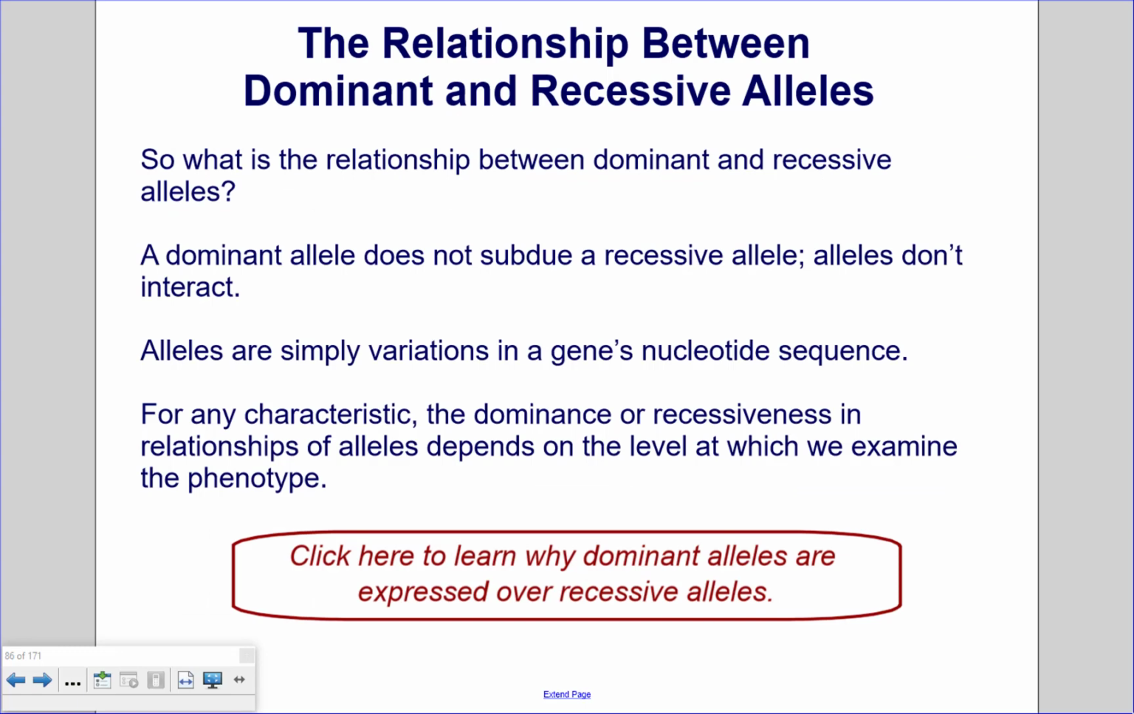The relationship between dominant and recessive alleles. So what is the relationship between dominant and recessive alleles? A dominant allele does not subdue a recessive allele. Alleles don't interact. Alleles are simply variations in a gene's nucleotide sequence. For any characteristic, the dominance or recessiveness in relationships of alleles depends on the level at which we examine the phenotype. Click here to learn why dominant alleles are expressed over recessive alleles.